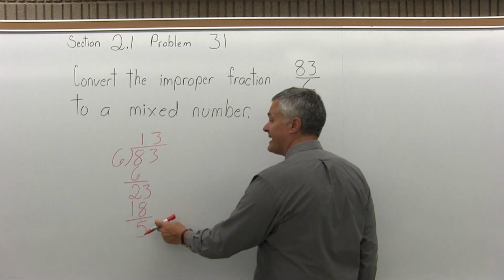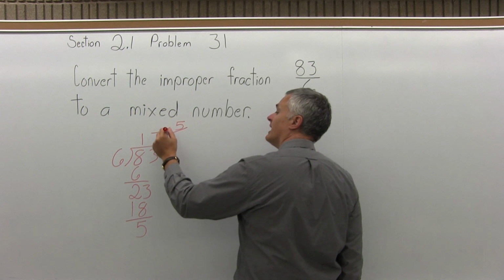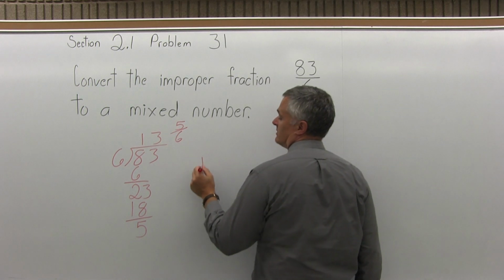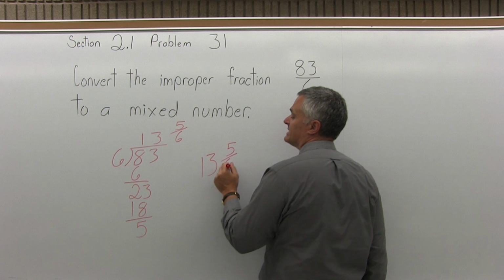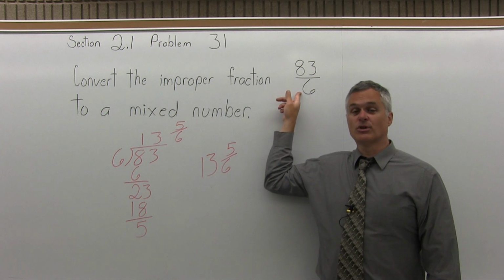So my remainder becomes the new numerator. That's the 5. And the number that was the denominator, the 6, stays the denominator. So I have 13 and 5 over 6. So 13 and 5 over 6 is equivalent to 83 over 6.